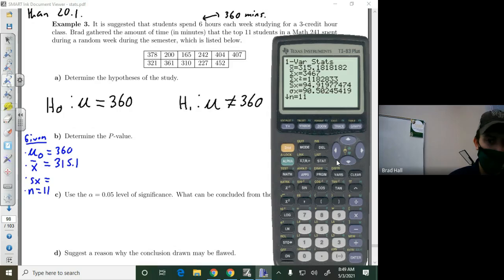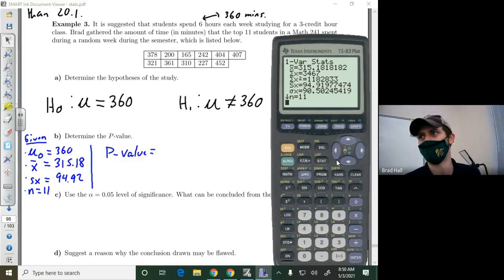315 point, do 2 decimal places, I guess. Standard deviation. I'm guessing it's going to ultimately convert all of these. All it wants is the p-value. So we don't even have to give the test statistic, which we don't really need. Calculator does everything for us.